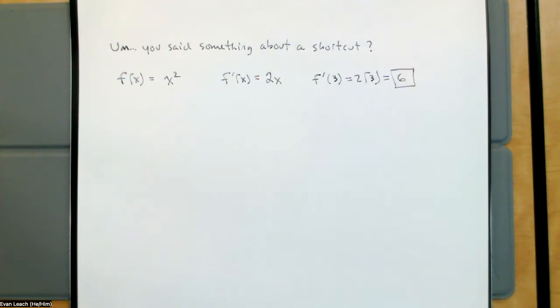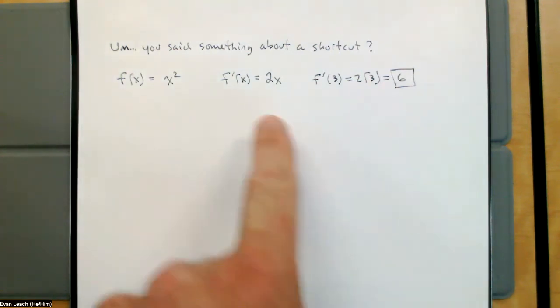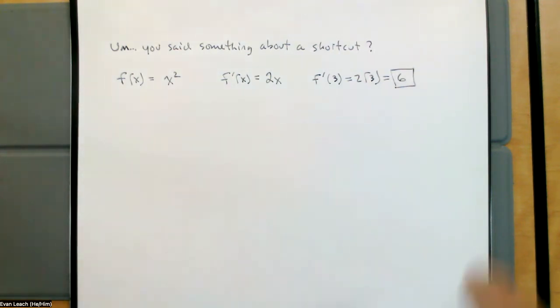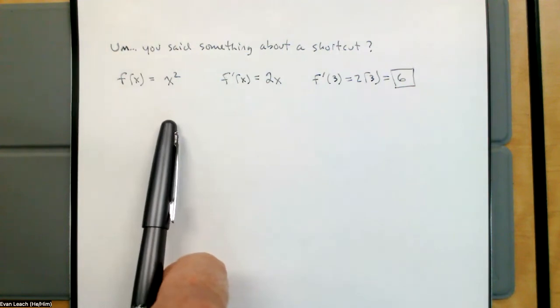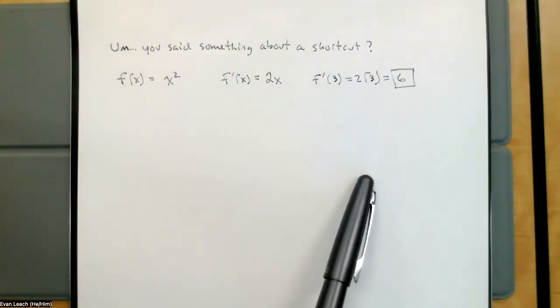That took an awful long time just to even write, but that's how fast we can go. That's how fast we want to go. In fact, we don't even want to write all this stuff down unless I specifically ask you, what's the derivative at 3? Then you can write that down. If I just said, what's the derivative at 3? For something this simple, the goal is to just say 6.